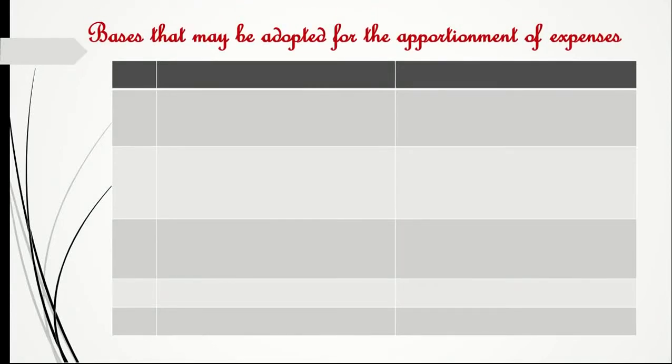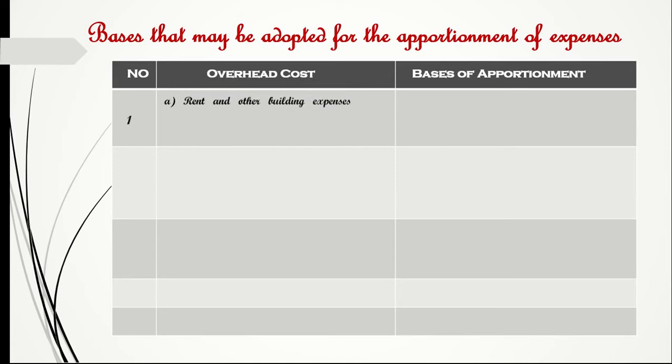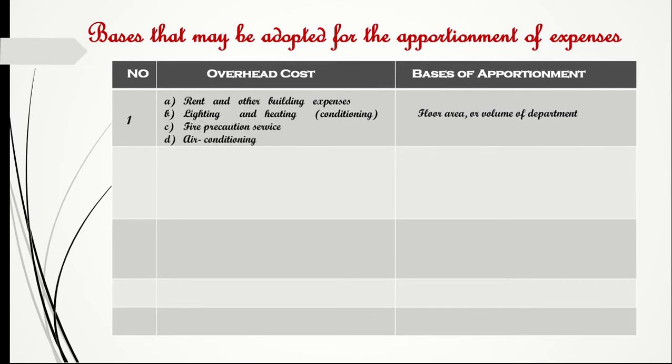Apportioning overhead expenses over various departments. 1. Rent and other building expenses, lighting and heating, fire precaution service, and air conditioning are apportioned on the basis of floor area, or volume of department.